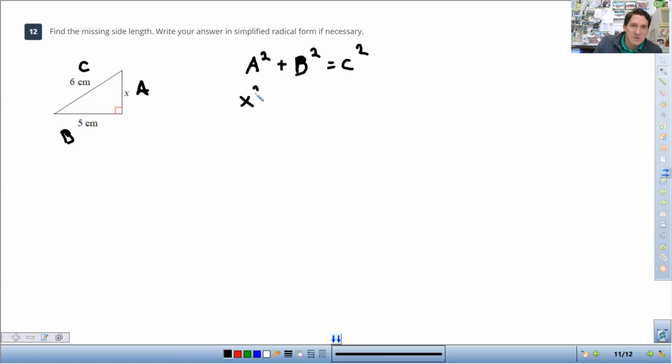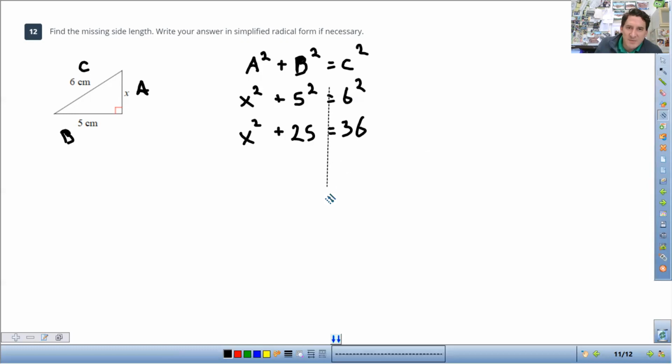A is X, so X squared plus B is 5, so 5 squared. C is 6, so 6 squared. So X squared plus 5 squared is 25, equal to 6 squared is 36. Again, I'll put in a line of separation here just because there's a little bit more to solving. So I need to eliminate the 25. So plus 25 minus 25 cancels out here. I get X squared is equal to 36 minus 25 is 11.